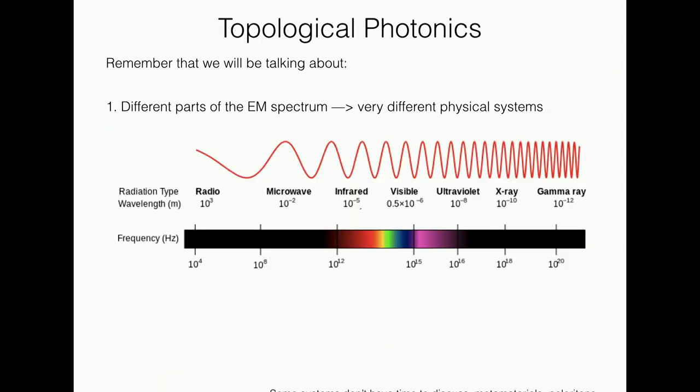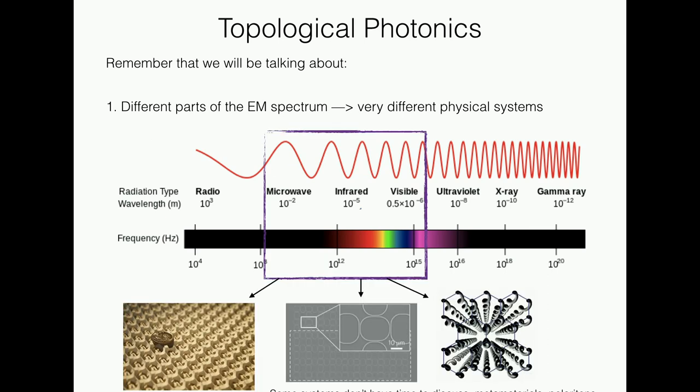Another thing before I jump into it, I want to highlight a few important things about this field. It's really hard to talk about one set of systems, because photonics is a big field and it covers quite a large part of the spectrum. In particular, if we're talking about topological photonics, we have everything from the microwave regime, where you're talking about structures designed on a centimeter scale.